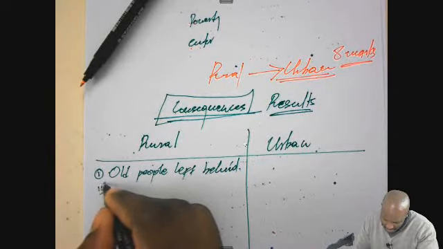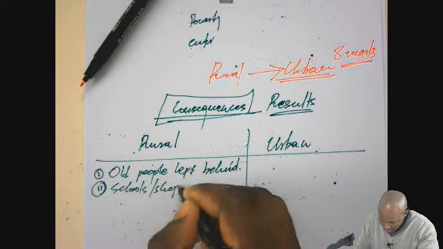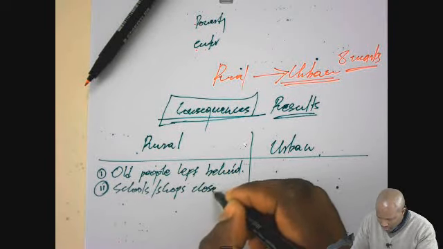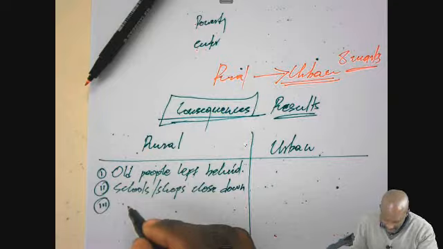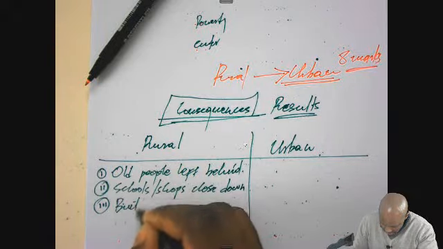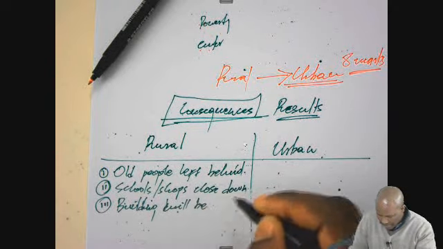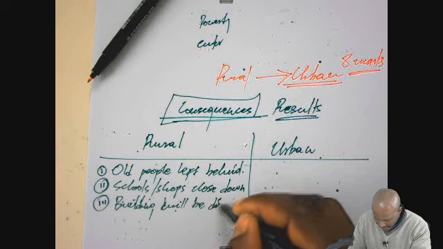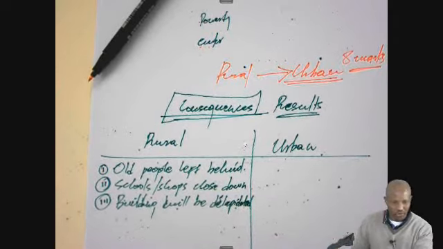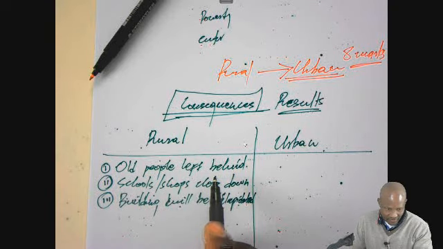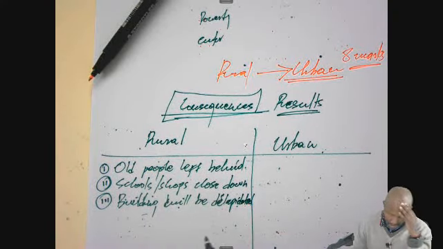The second part is that your schools and even your shops, what will happen? They will close down. And then the third one, what will happen to the buildings? We say your buildings will be dilapidated. Dilapidated. They will start to wear out. Then we say your old people will be left behind. Shops and schools will close down. Buildings will be ruined, or they will be dilapidated.